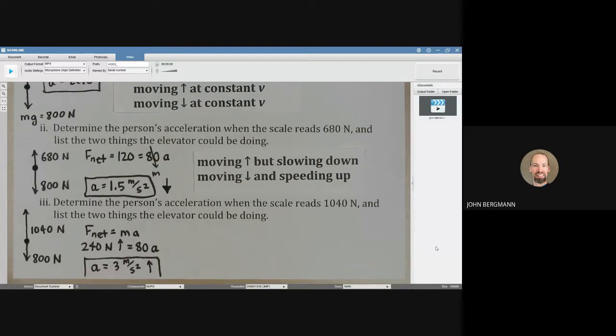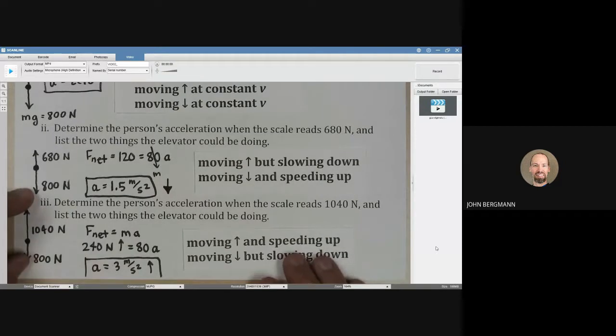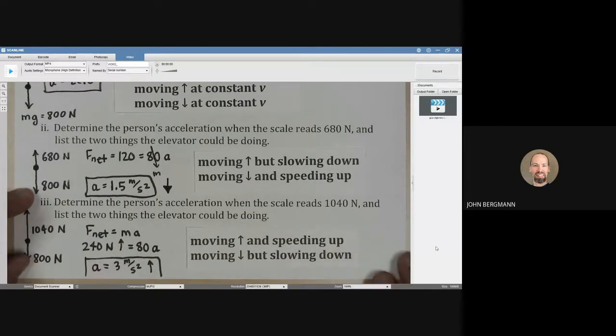If the acceleration is 3 meters per second squared upward, what could be happening? Well, if it's moving upward, then it's going faster, faster, faster, because the acceleration points upward. The acceleration and velocity point in the same direction, so we have speeding up. If acceleration and velocity point in the opposite direction to each other, then the object must be slowing down.